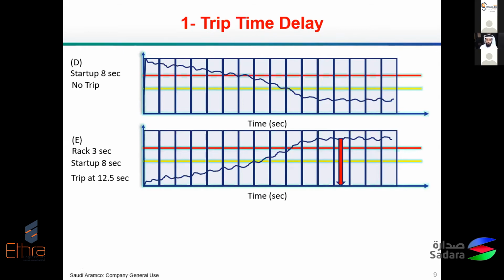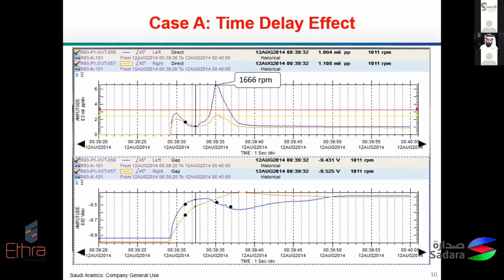Now just to show something here, when we see here a startup for one of the machines, we can see that the machine is actually starting up and then going up there, and then it goes down with the normal trend, which is below the alert and danger, but it will not trip because the configuration was done correctly.